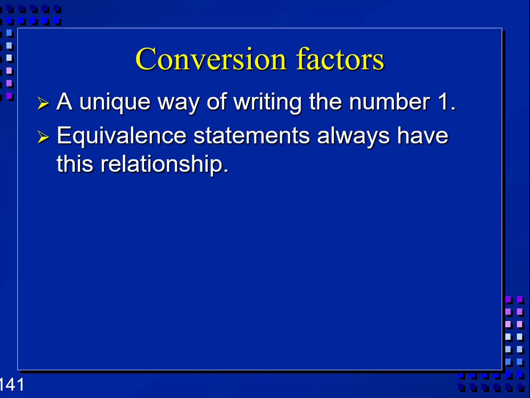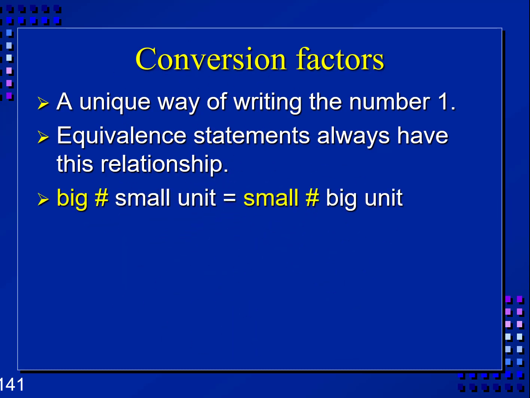Okay. So equivalent statements, those statements we start with, they always have this relationship. It's the same relationship, it's that metric relationship. That the big number is going to go next to the small unit, and the small number is going to go next to the big unit. It takes a lot of small units to equal a few big units. It takes a lot of millimeters to equal meters. So just like that scientific notation had one side get big, the other side get small, same thing happens with units. One side gets big, the other way gets small.